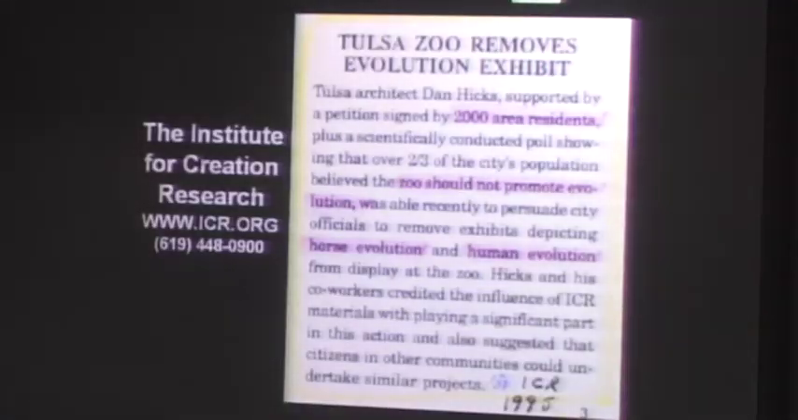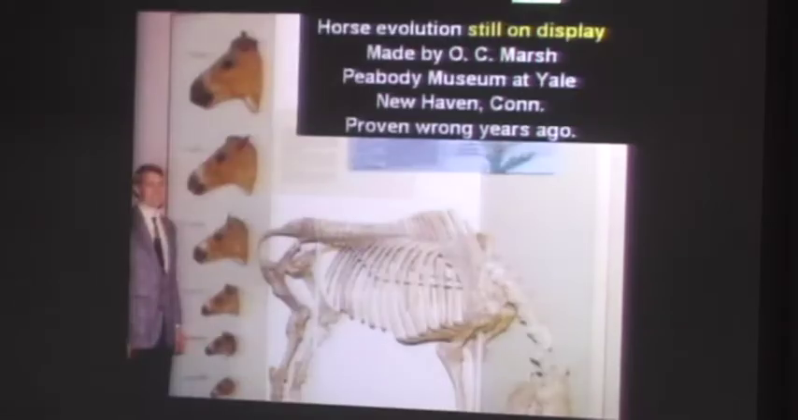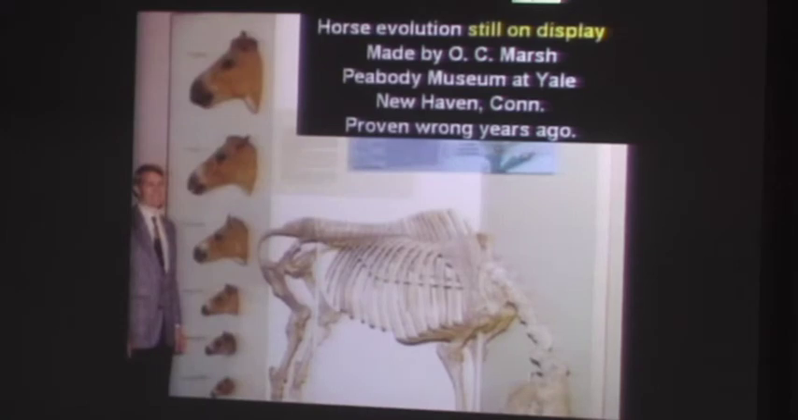Well, they didn't take it down. Finally, I forget, 2,000 people signed a petition saying, "Get this thing out of our zoo." It came on the evening news, 10 o'clock one night. Tulsa Zoo has a false display. Next morning, it was gone. They found the funding. 6 months later, they put it back up. Yale University still has their horse evolution on display, proven wrong 55 years ago.